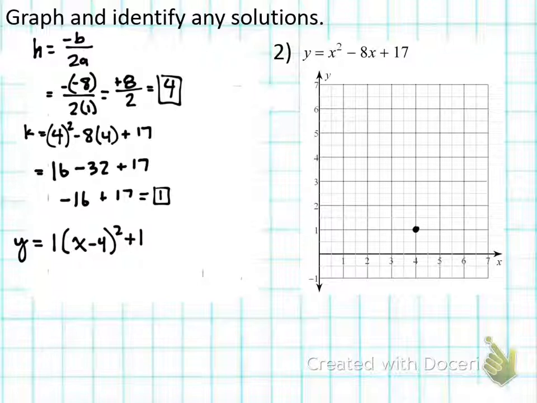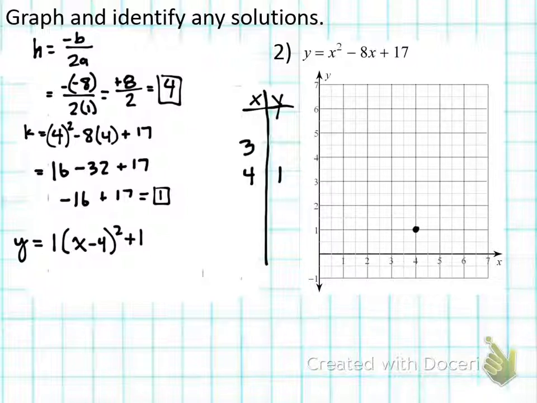Now we're going to make an xy table. This is the harder one, by the way. Okay, xy table here, we're putting in our hk. We said this 4 and 1. Two smaller numbers than 4 are 3 and 2. Two bigger numbers are 5 and 6.